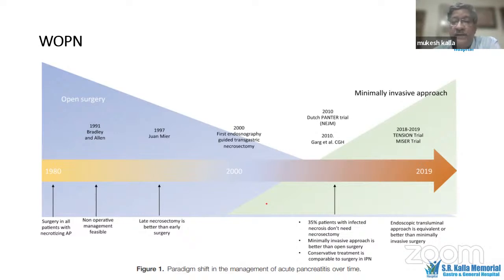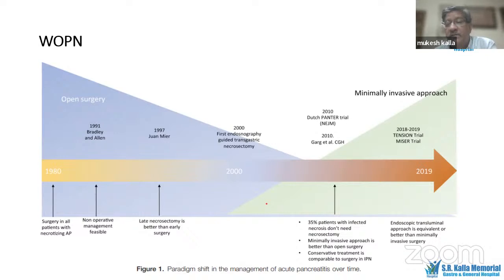But the important landmark papers which came in were one, the PANTER trial, and another important study from Dr. Pramod Garg at All India Institute of Medical Sciences. These two studies were, I would say, landmark studies. 35% of patients with infected necrosis don't need necrosectomy. Minimally invasive approach is better than open surgery. Conservative treatment is comparable in infected pancreatic necrosis.